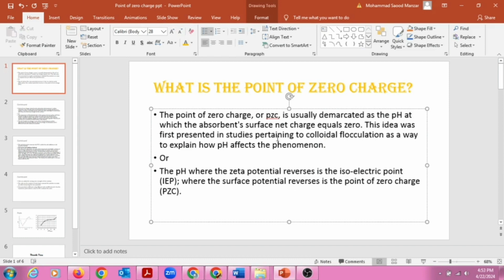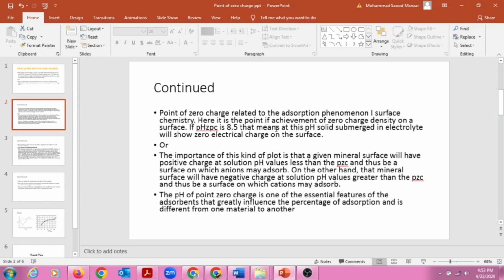Okay, or it is also defined where the zeta potential reverses its isoelectric point, or you can say the charge, and where the surface potential reverses is the point of zero charge. Now it relates to the adsorption phenomena, or you can say surface chemistry. At this point the charge density on the surface will be zero.